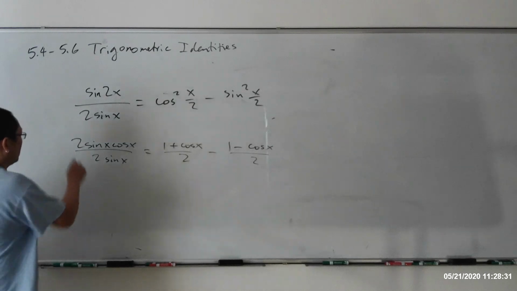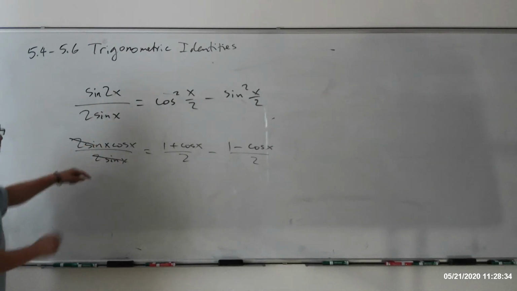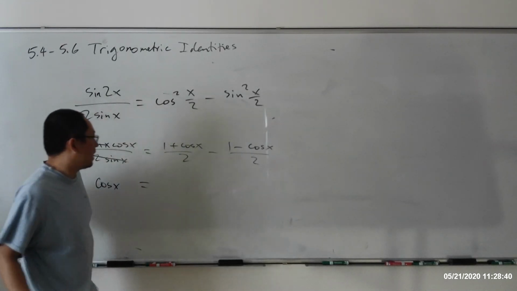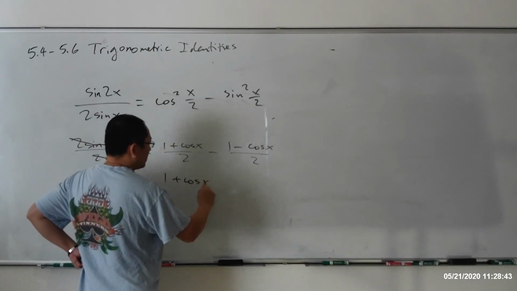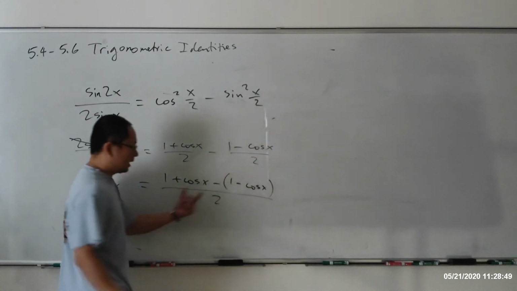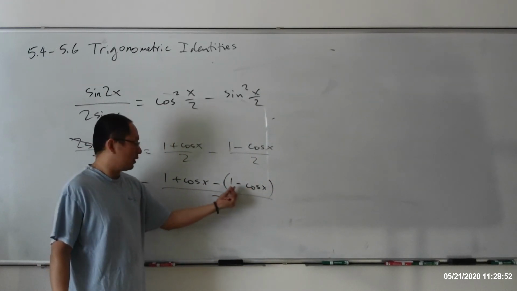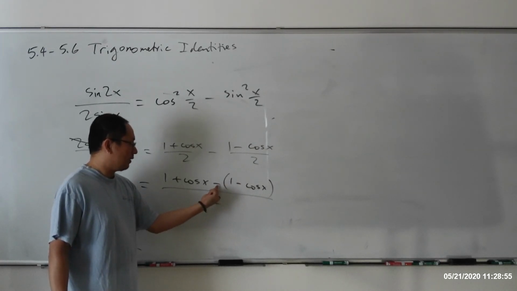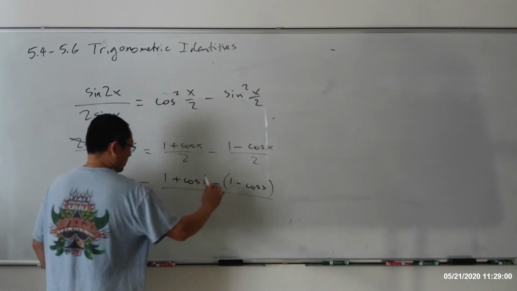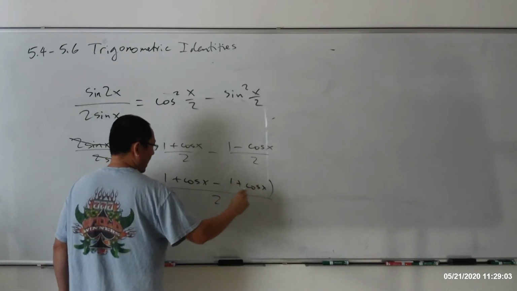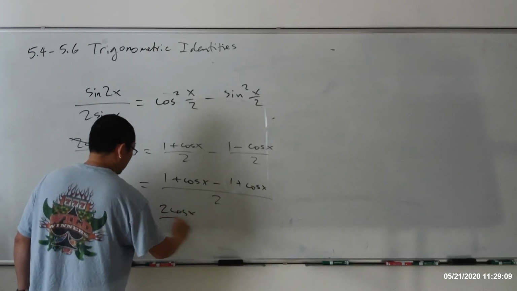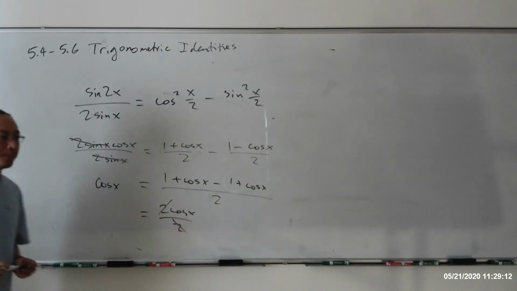And now simplify this, cancel out 2 sine x with 2 sine x. We have just cosine x left. On the right hand side, what do I have? 1 plus cosine x minus 1 minus cosine x over 2. You guys see we need to put the 1 minus cosine x in parentheses. Very important, okay? Because later on you have to distribute a negative sign into the 2 terms. And now distribute, you got 1 here and then add in here. Okay, that 1 cancels out the 1. This is 2 cosine x over 2. Cancel out the 2. You have the answer.